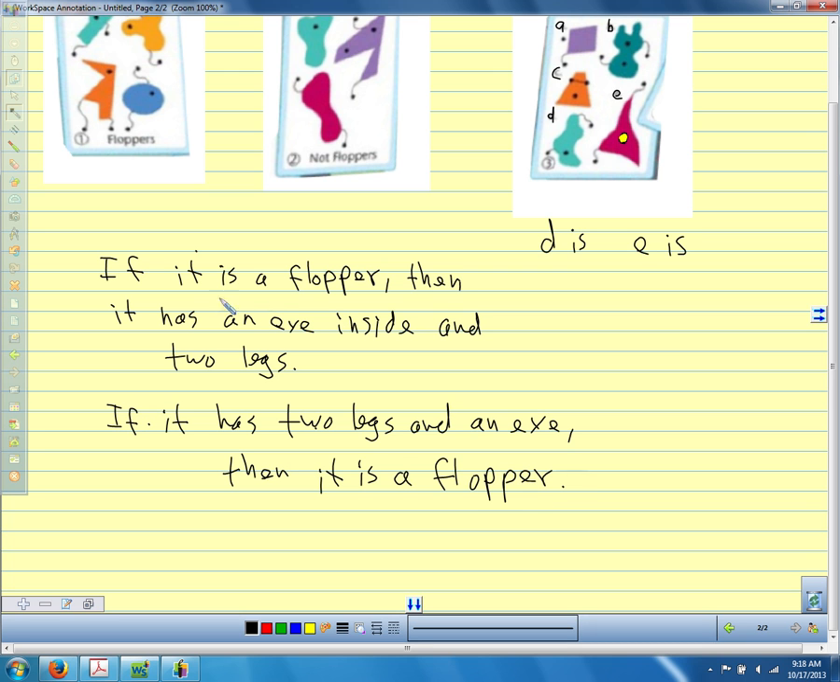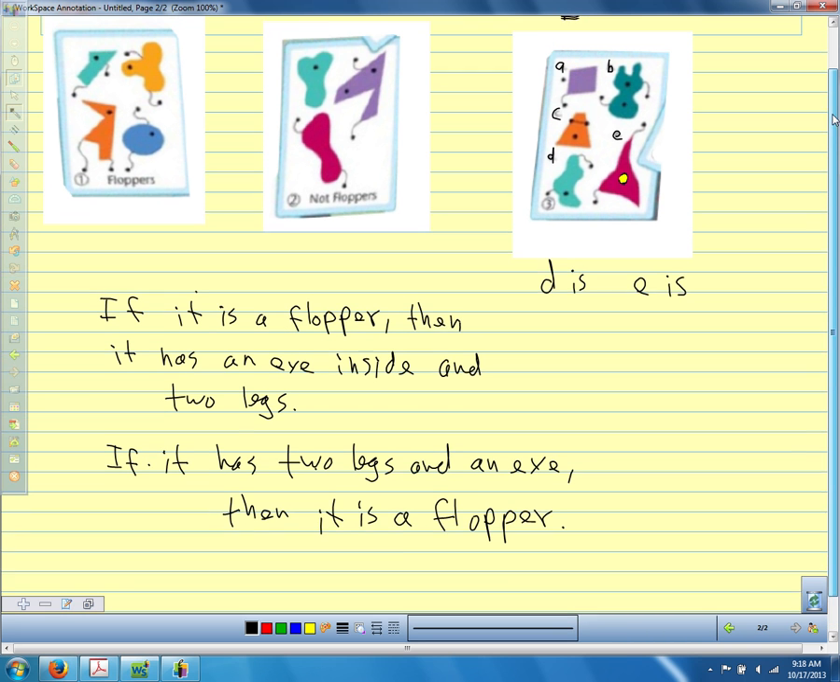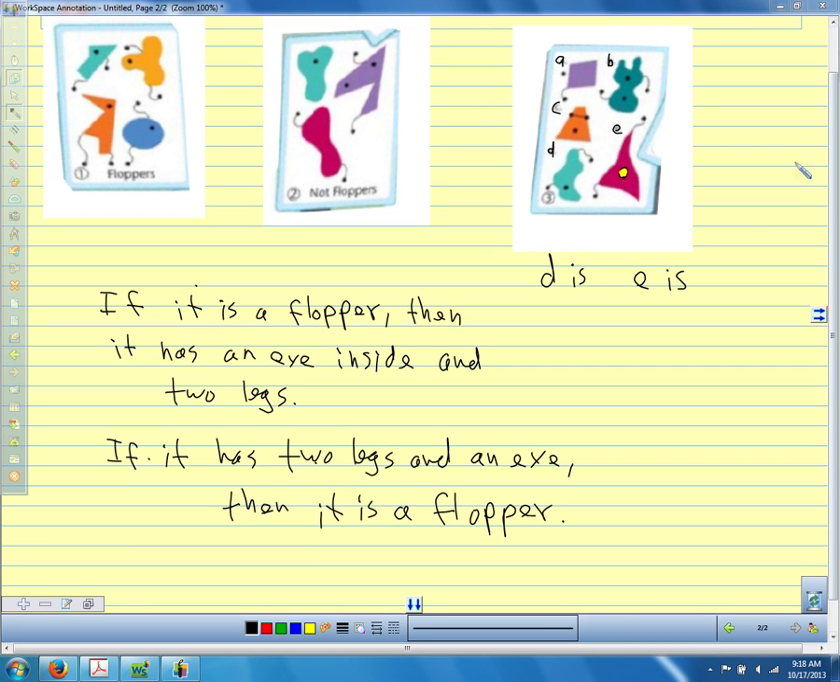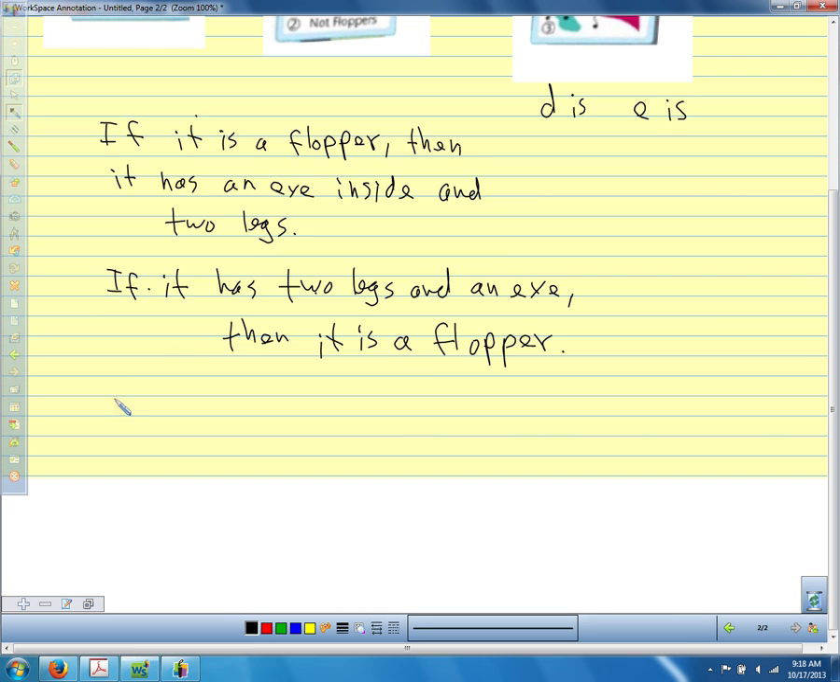So our conditional statement is true. Do we all agree? If it is a flopper, then it has an eye inside and two legs. And our converse, if it has two legs and an eye, then it is a flopper. That's kind of what this is all telling us. So now let's write a biconditional. We're going to make a definition of a flopper. So our definition is our biconditional.